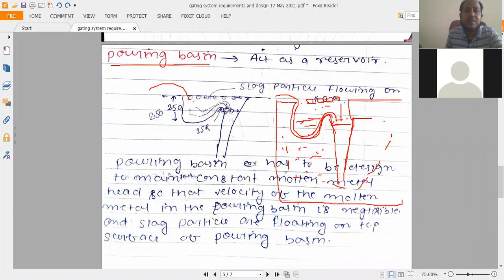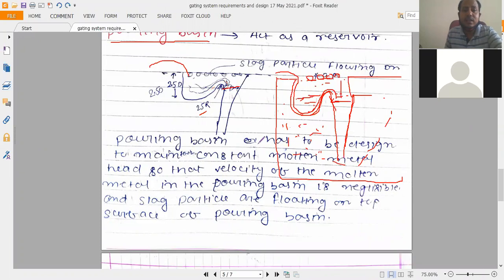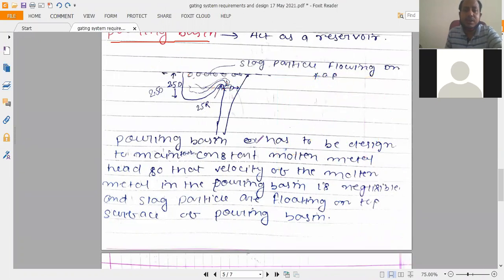So this curve dimension will be 25 times the diameter, or if we take the radius, then 25 times the entry point radius, when we design the pouring basin, so that the flow of the molten metal doesn't carry turbulence. Is it understandable to all of you? Are you getting my point?